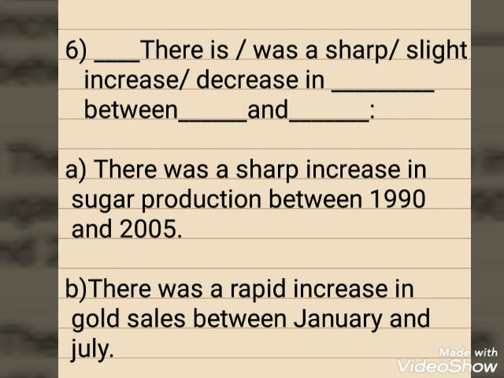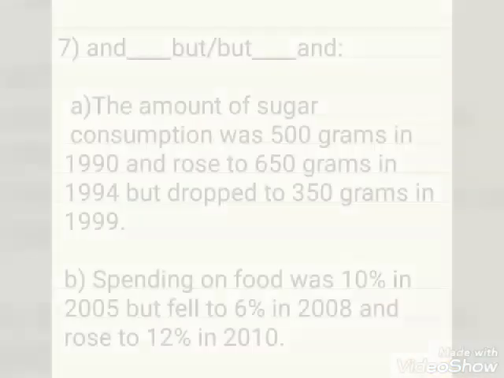Next structure, there was a sharp or slight increase or decrease in, etc. Okay, so the sentence would be like this. There was a sharp increase in sugar production between 1990 and 2005. Next sentence, there was a rapid increase in gold sales between January and July. For example, if the graph is in the past tense, you can use the structure like this.